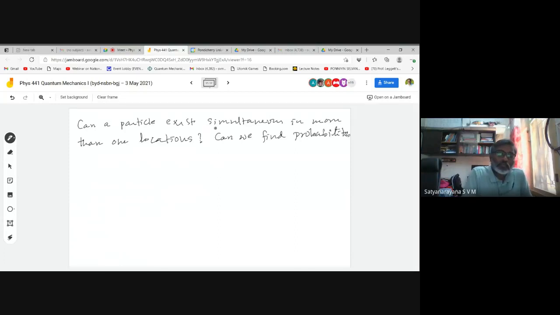So you can have a particle existing simultaneously in more than one location, and you can also find their probabilities. Because when we say that modulus of psi of x square has some kind of a form like this, that means what? This is the probability for finding it here, this is the probability for finding it there. So now one can ask the question, what does that mean?